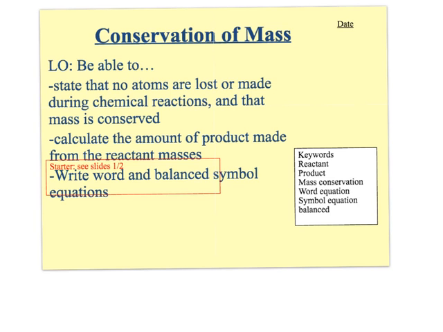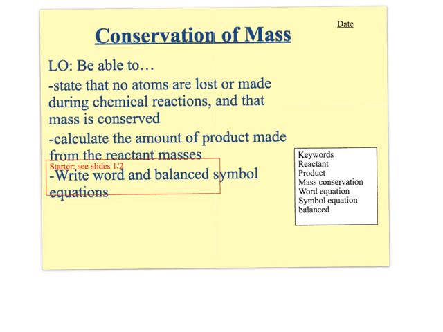So the key things you're able to do after this lesson is to state what I've just told you. So no atoms are lost or made during chemical reactions, and mass is conserved. We'll explain a little bit more about what that means in a minute. You should be able to calculate the amount of product made from reactant masses. Apologies for the little sort of red thing over here. And write word and balanced symbol equations.